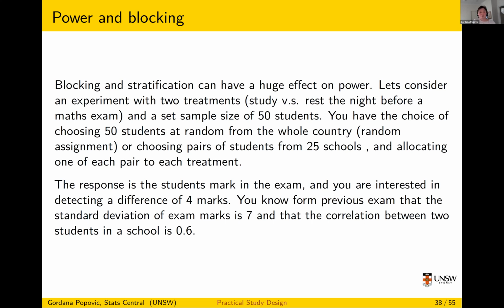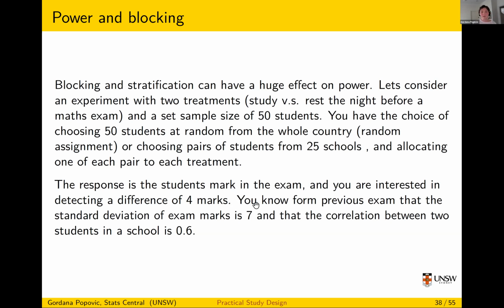Or you can go to 25 schools, and you can choose pairs of students from 25 schools. And then you can allocate one of those students, one of the pair, to each of the treatments. So one of the pair will be told to rest before the exam, and one of the pair will be told to study before the exam. And the response variable is the mark of the student in the exam. And the effect size you're interested in is to detect a difference of 4 marks.